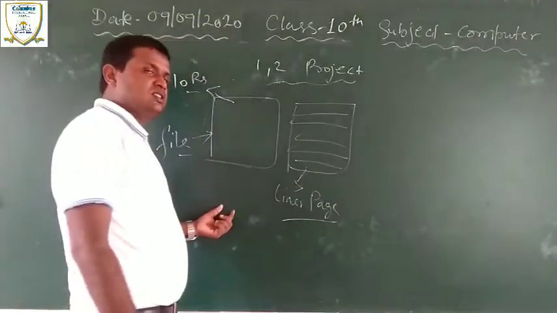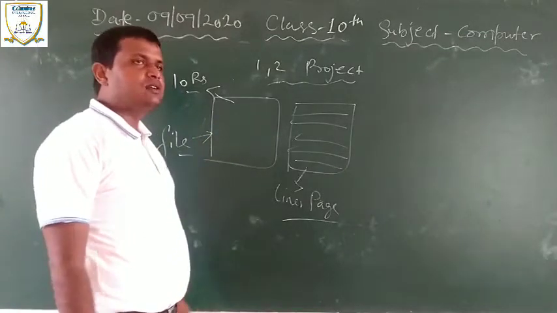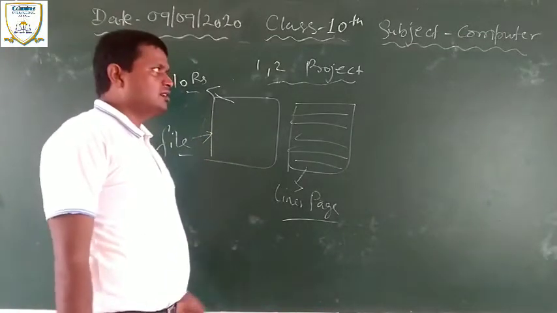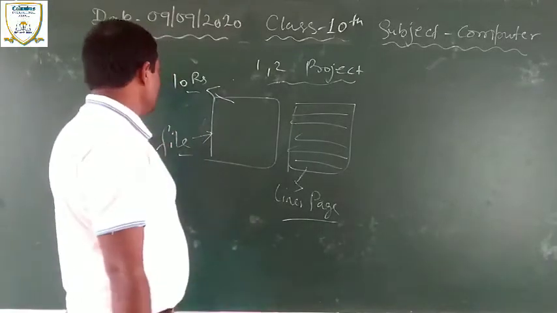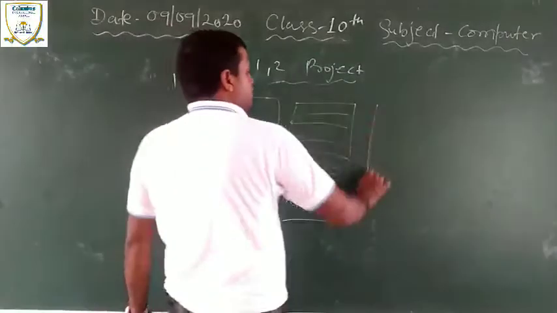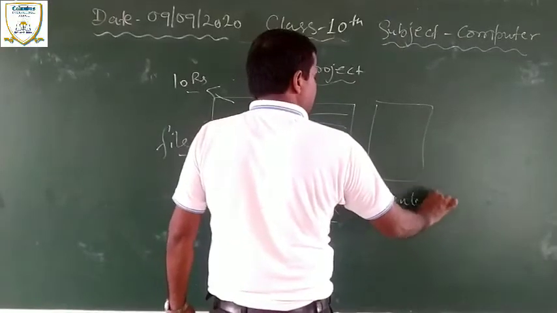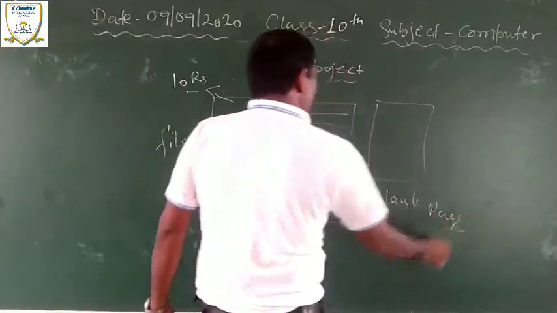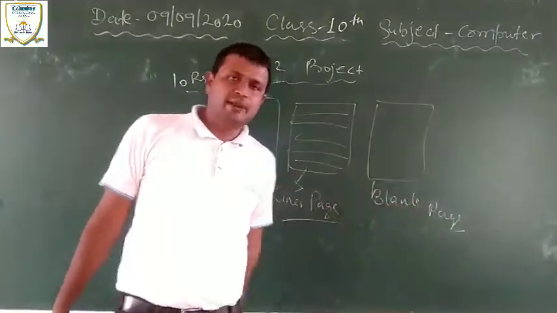Those who were in CIS class 9 have understood how to prepare it, but those who are new in this class, listen carefully. You need a file, liner pages and blank pages. What do we use the file, the liner pages and the blank pages for?